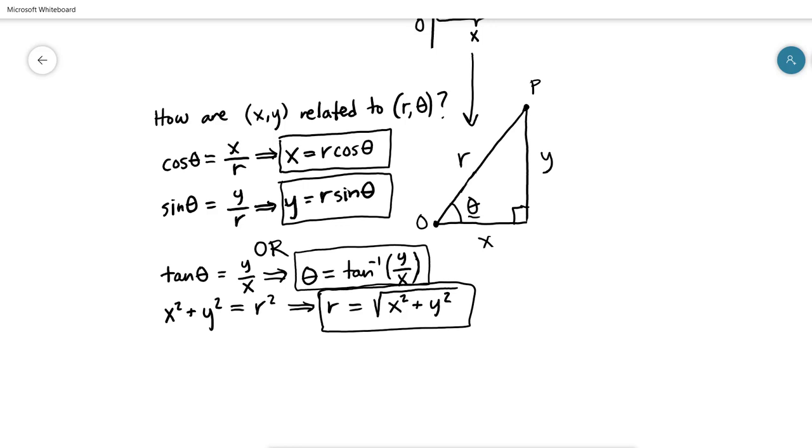Those are the relationships that are going to be really, really important. They will allow us to convert from Cartesian coordinates to polar coordinates or from polar coordinates to Cartesian coordinates. And we'll see how that works going forward. It's going to be a really useful thing, and we'll see exactly how and when it's useful. So let me do some examples.